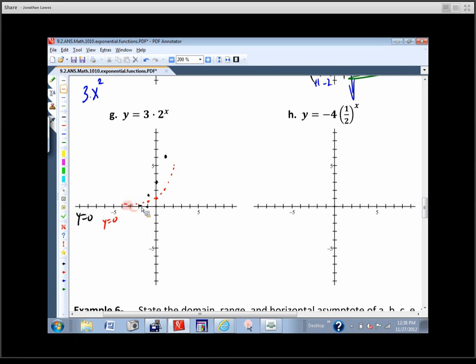And remember I said if you're going to draw an accurate graph, it's really helpful to draw that horizontal asymptote before you start connecting points. So I'm going to run along here. I'm going to hit that point right there, hit that point right there, and then go like this.